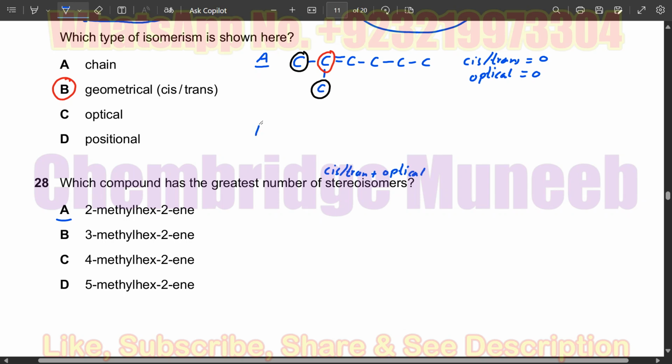Let's go with molecule B. Again, it is 3-methylhexene, which means I have to link 6 carbon atoms first. After that, at position number 3, we have a methyl group. So a methyl group here, and then a double bond at position number 2. Now let's check the presence of cis-trans. So cis-trans is present over here.